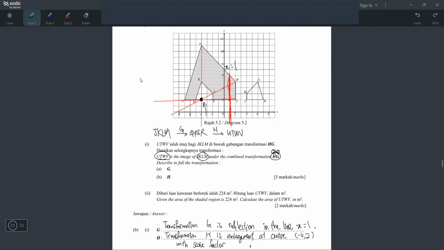And dengan scale factor, okay, scale factor formula is I bahagi O. K is scale factor lah. And then I is length of image, O is length of object. Length, not area. Length of image, jangan buat area. So how to find the length of image? Okay, which one is image? UTWV is your final image. QPSR is before enlarge. UTWV is after enlarge.